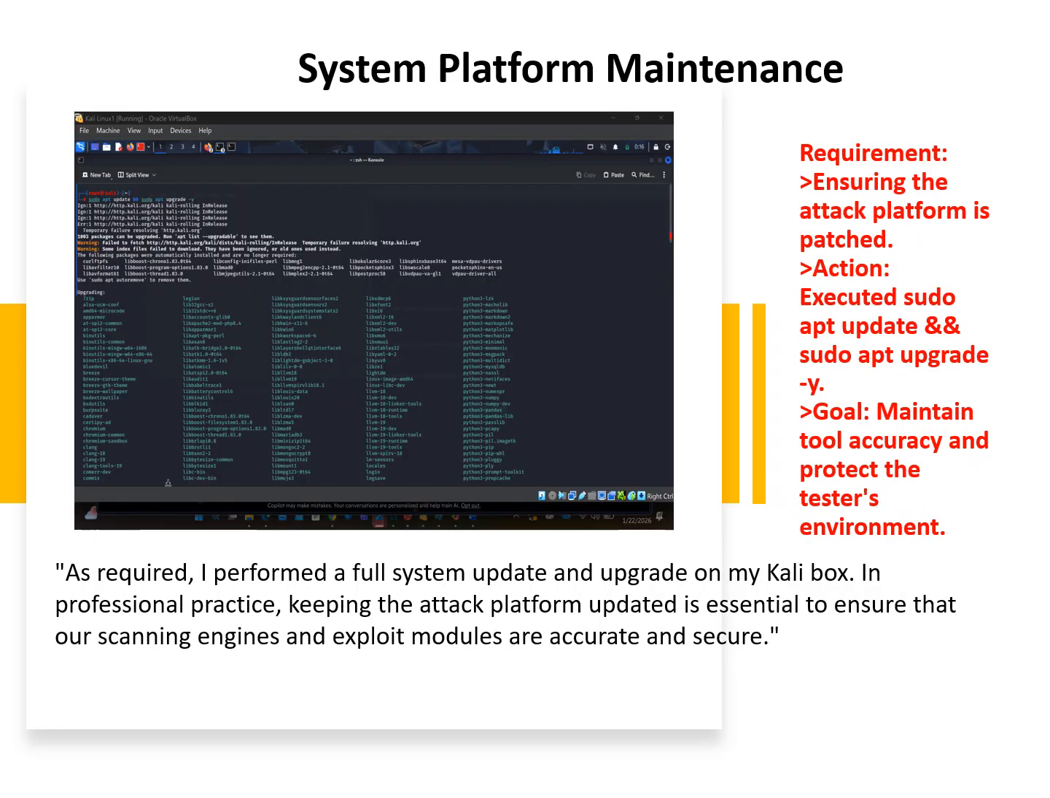As required, I performed full system updates and upgrades on my Kali box. In professional practice, keeping the attack platform updated is essential to ensure that our scanning engines and exploit modules are accurate and secure.